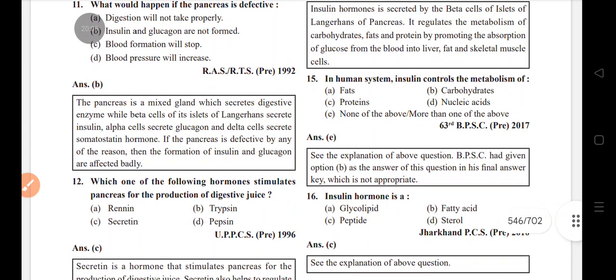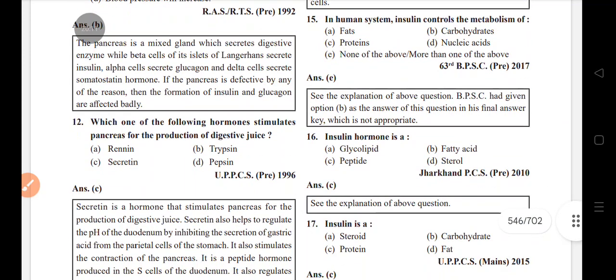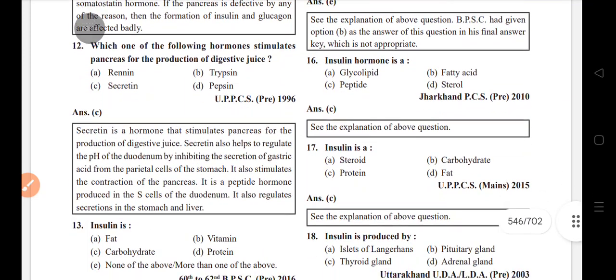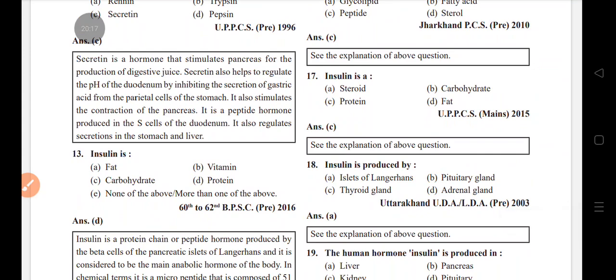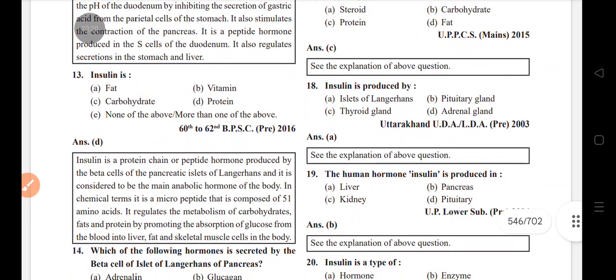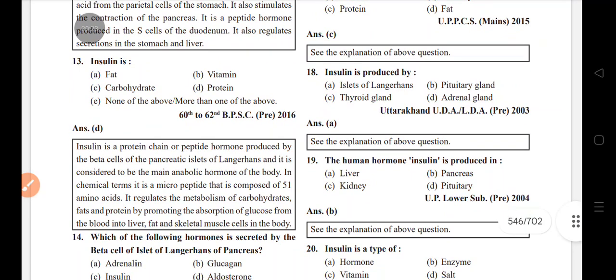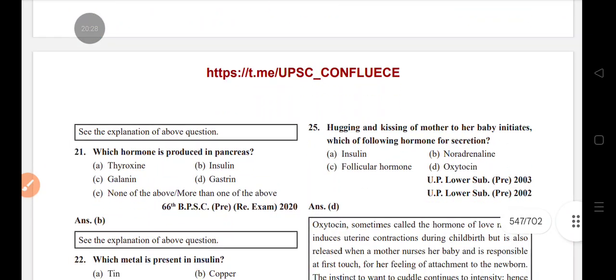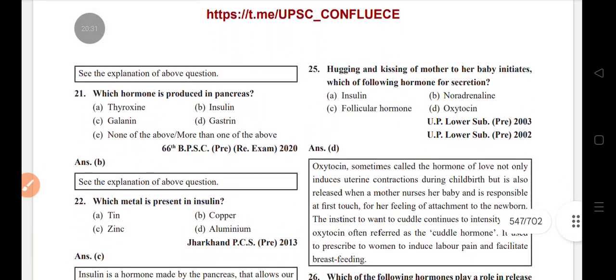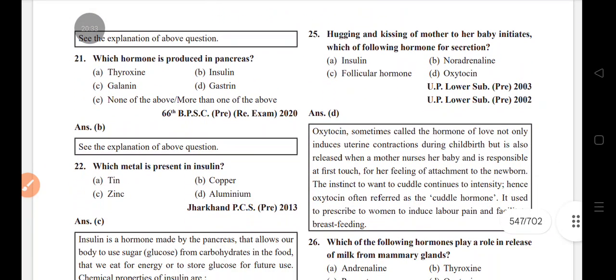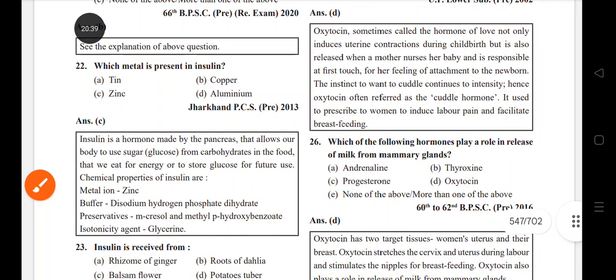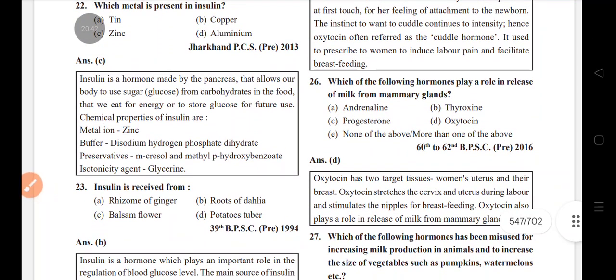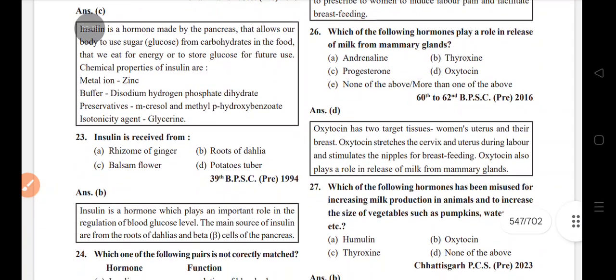In the human system, insulin controls metabolism of sugar. The insulin hormone is a peptide. Insulin is a protein. Insulin is produced by the islets of Langerhans. The human hormone insulin is produced in the pancreas. Insulin is a type of hormone. Which hormone is produced in the pancreas? Insulin. Which metal is present in insulin? Zinc. Insulin is received from the root of dahlia.